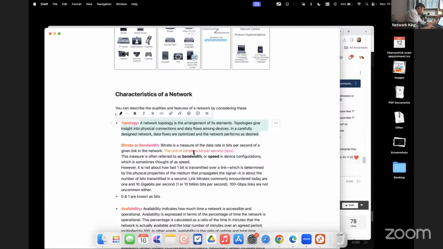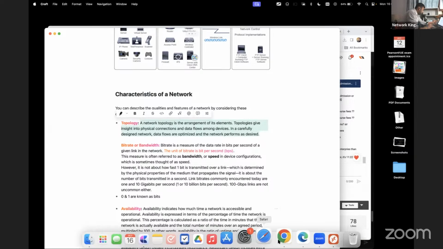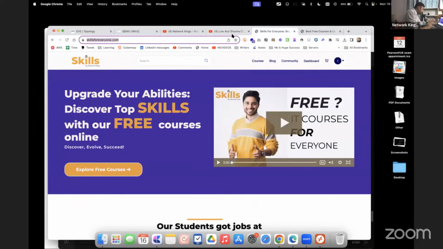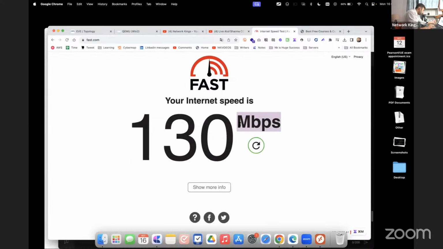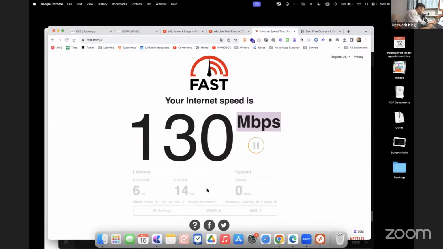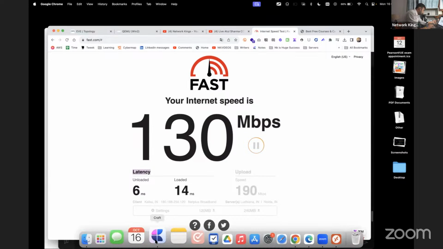Okay, then we talk about bandwidth and bit rate. As I mentioned, there is a website called fast.com if you want to check your internet speed, or speedtest.com, right? So now if you see, it is giving me the data at 130 mbps, है ना? 130 mbps, and there is going to be a different upload speed also, maybe like this. And this latency will talk about upload, download, and all.